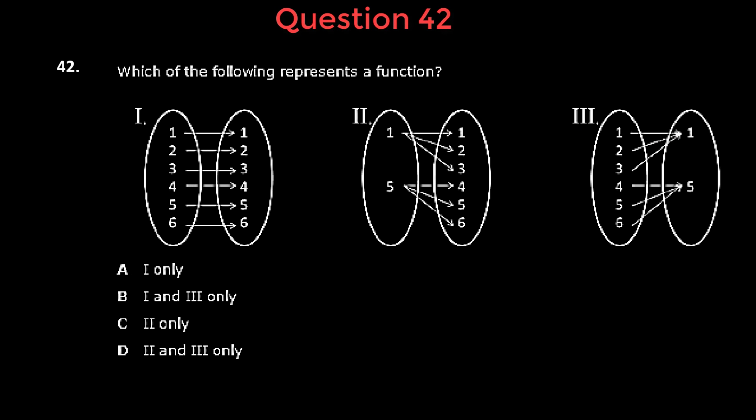Question number 42. In order for a relationship to be a function, each input needs to have exactly one output. And the first set is our sets of inputs. As you see in the first mapping diagram, each input is mapped to only one output. So that is a function. On the second one, 1 has 3 outputs and 5 has 3 outputs. So that's not exactly 1, so that's not a function.